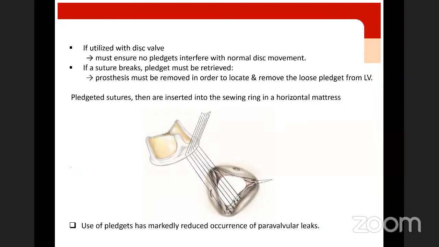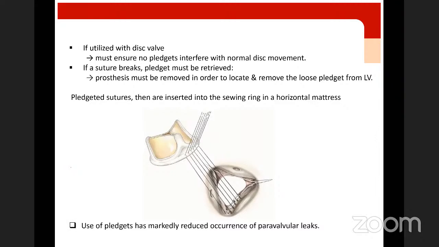After all annular sutures are taken, they can now be inserted into the sewing ring in horizontal mattress fashion. One benefit of using the pledgets routinely is that it has markedly reduced the occurrence of paravalvular leaks, which is a good thing.